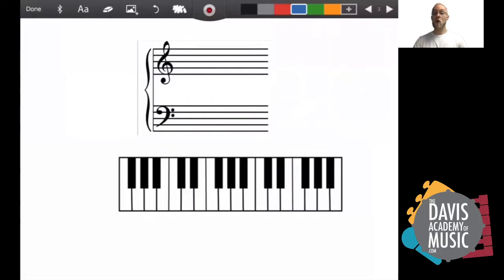Let's take a look at the correlation between the grand staff and the keyboard. In a previous lesson, we looked at how to read the grand staff. We looked at the treble clef and the bass clef, and how to identify certain notes on each. But now there are certain ways you can map the notes that we'll write on the grand staff with notes that will play on the keyboard. And I want to show you that today.